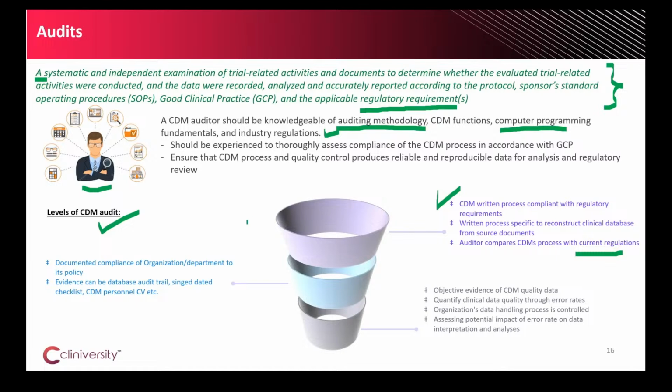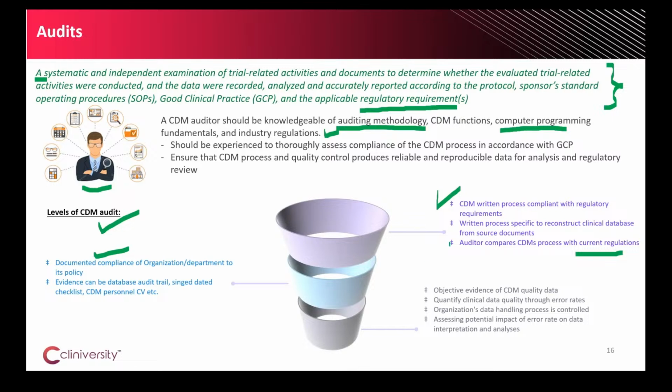Then document the compliance of the organization or the department to the written policy of that specific organization. So compliance reports have to be presented to the auditors where it is evident that the organization was following their own policy. This evidence can include a database audit trail. It could have signed and dated checklists, signed and dated clarification forms from the site, and even interviews with the CDM personnel.